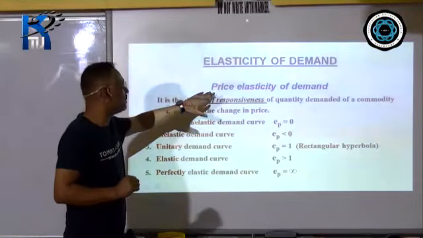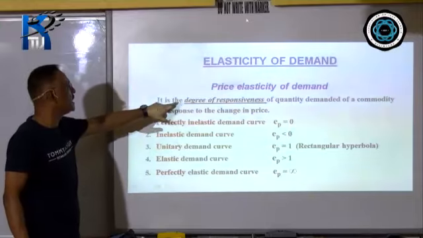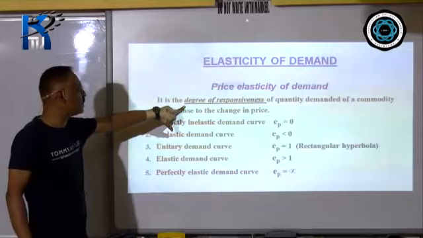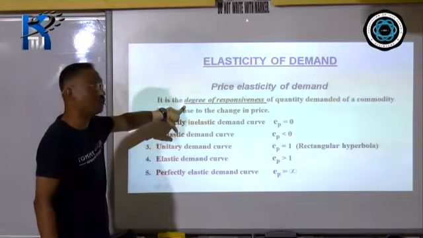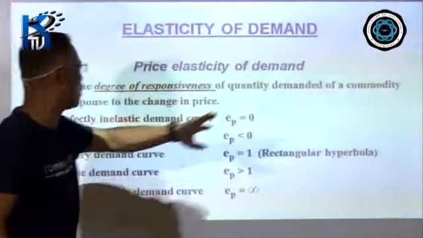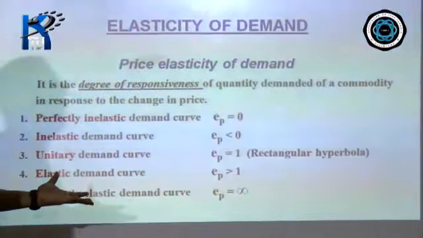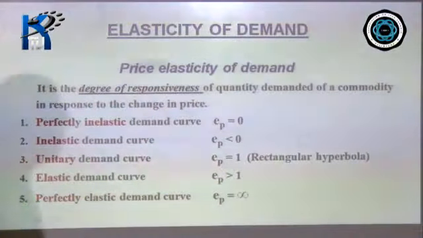In elasticity of demand, you will see the definition. It is the degree of responsiveness. Degree of responsiveness means how much the quantity demanded of a commodity will change in response to the price. That means if the price changes, how much will the quantity demanded change?